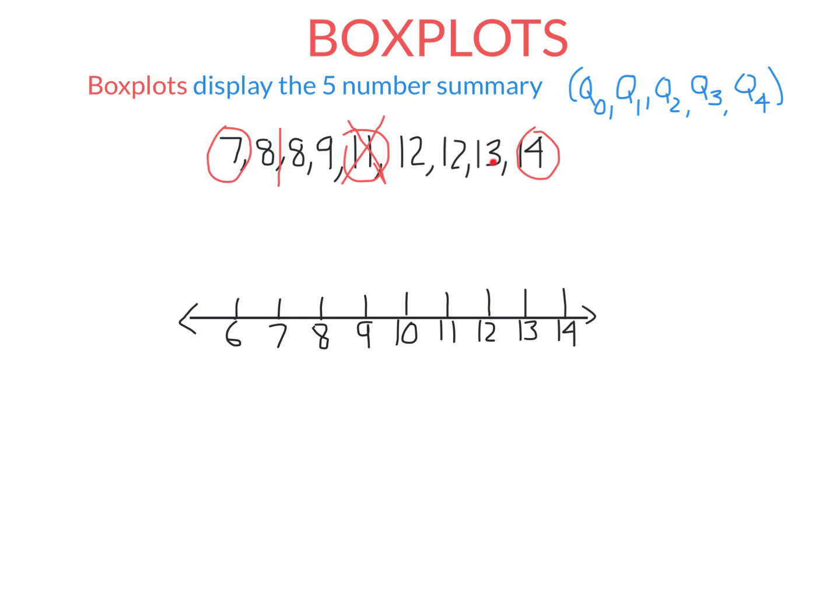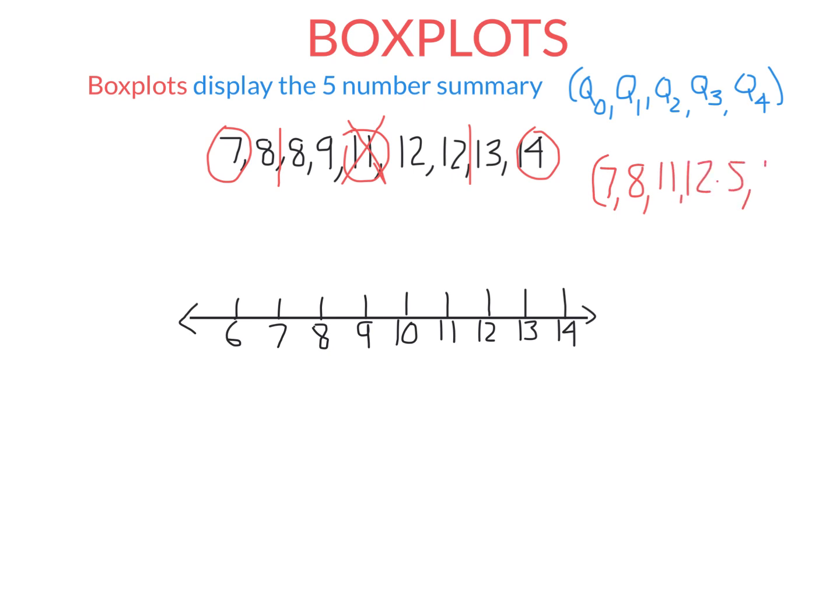The median of the upper group of scores is Q3. So the 2 middle scores in the upper group are 12 and 13. So Q3 is halfway between. It's 12.5. Remember, if you can't tell what's halfway between 2 numbers off the top of your head, you just add them up and divide by 2. So here, the 5-number summary is Q0, Q1, Q2, Q3, and Q4.